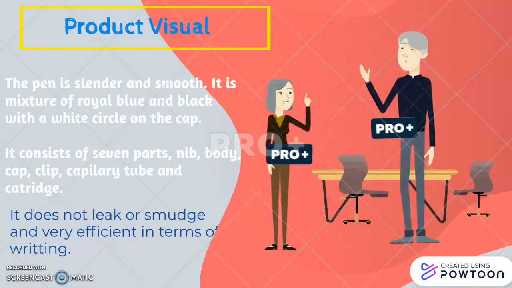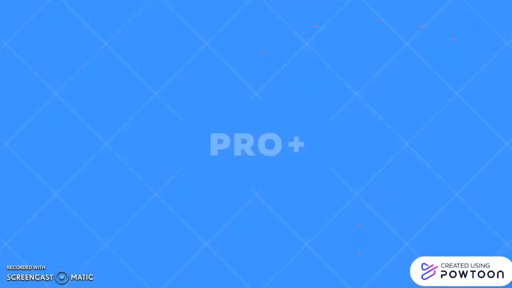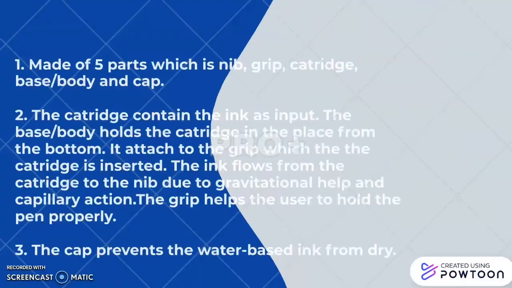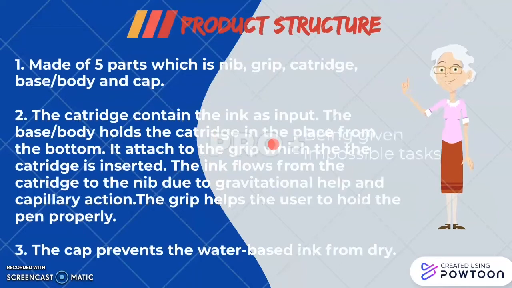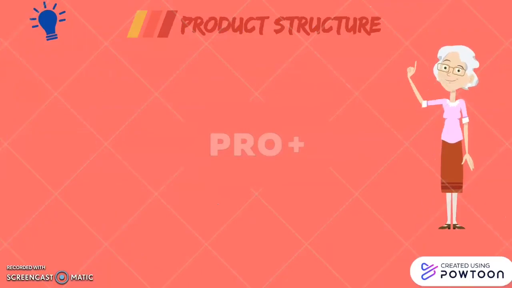It consists of 7 parts: nib, body, cap, clip, capillary tube, and cartridge. It does not leak or smudge and is very efficient in terms of writing. And these are 3 of the product structure.